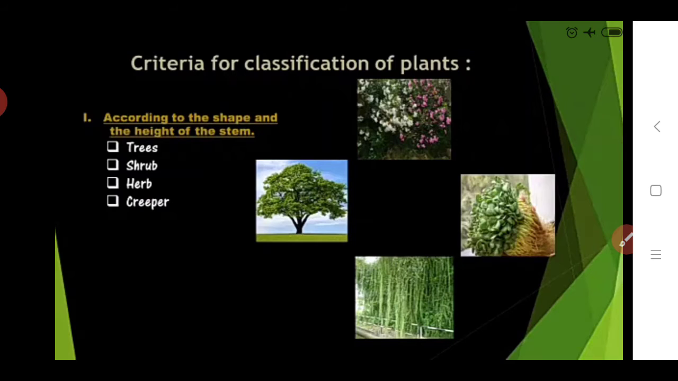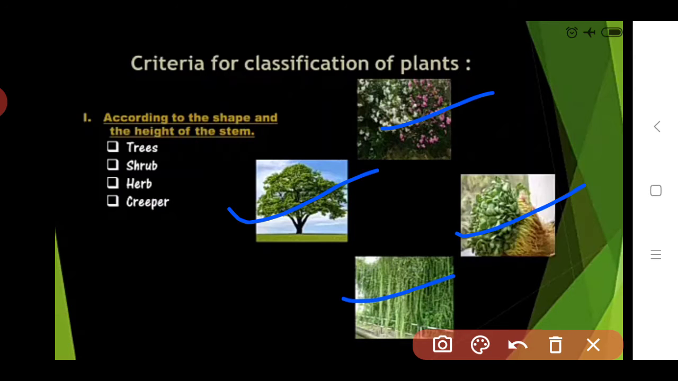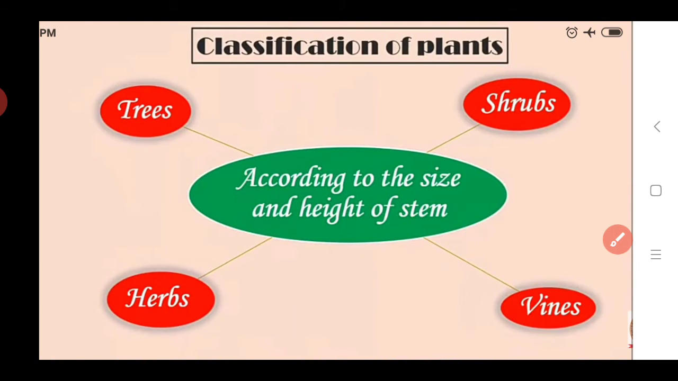So here we see the images for all the types, that is the tree, then shrubs, herbs and creepers. Okay, so all these pictures are of these types of plants. Here we see this classification is done according to the size and height of the stem. How are they classified? These are the trees, shrubs, herbs and vines.